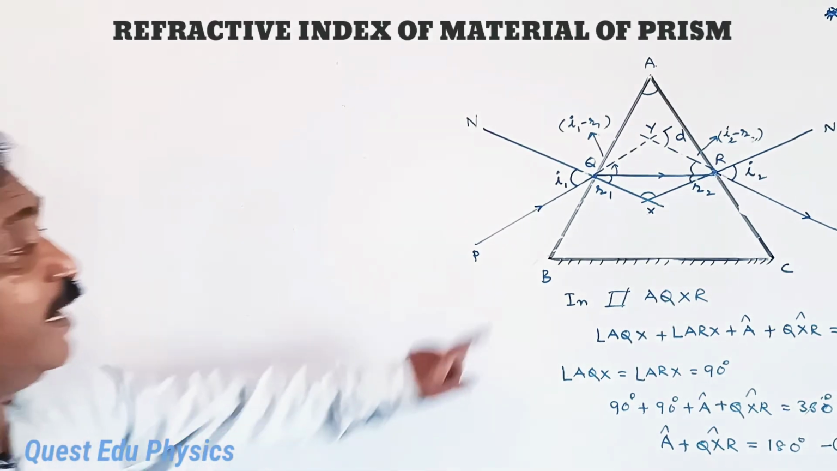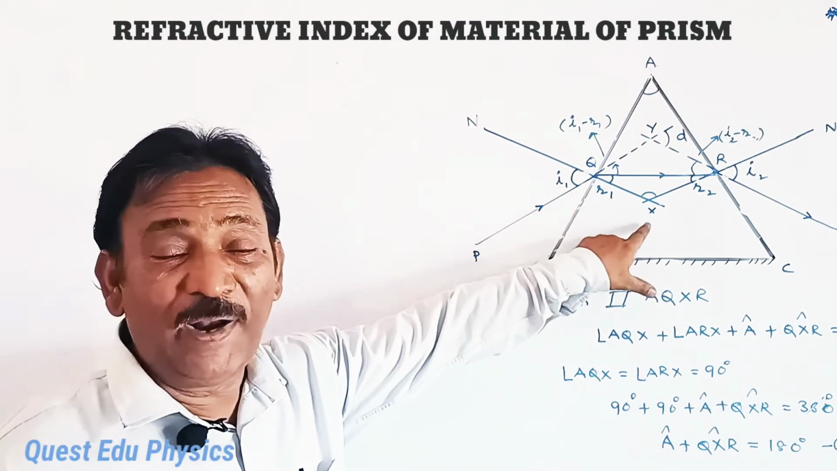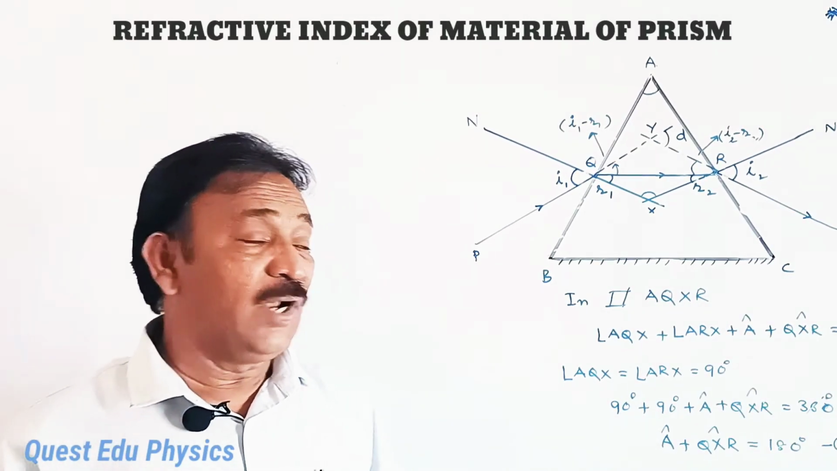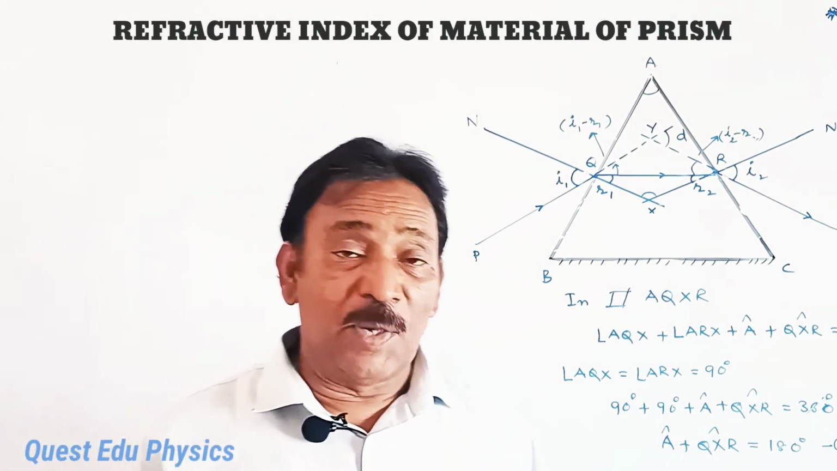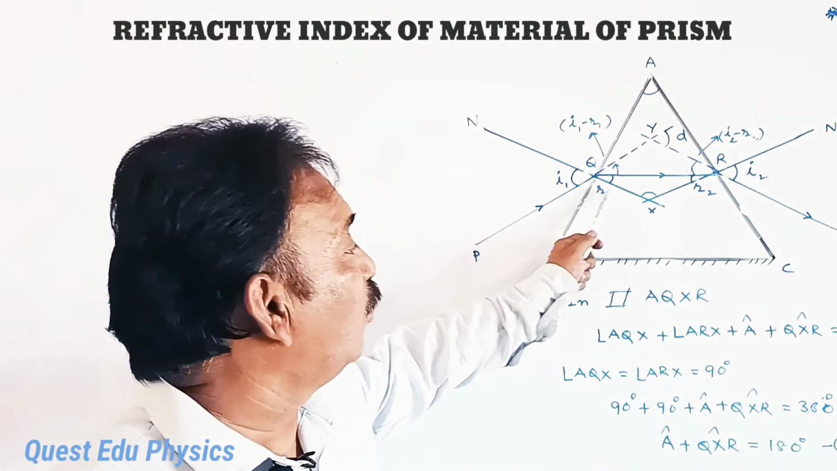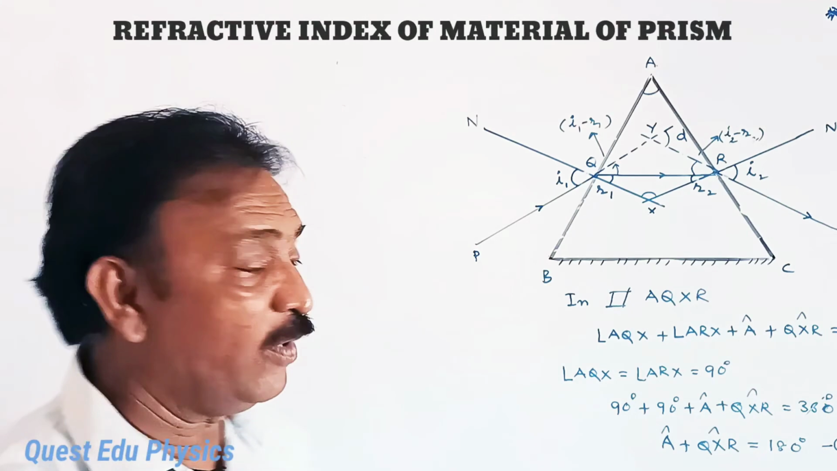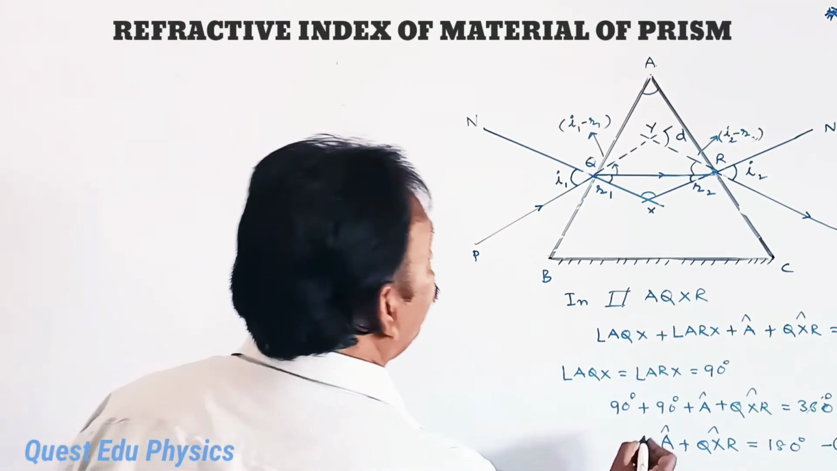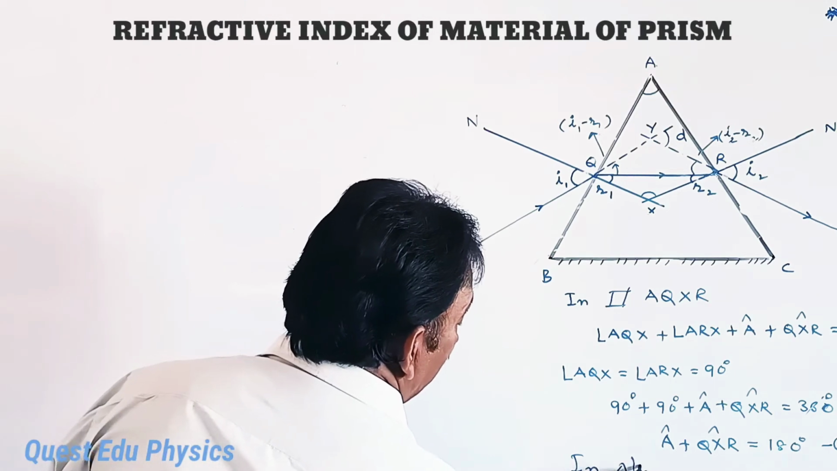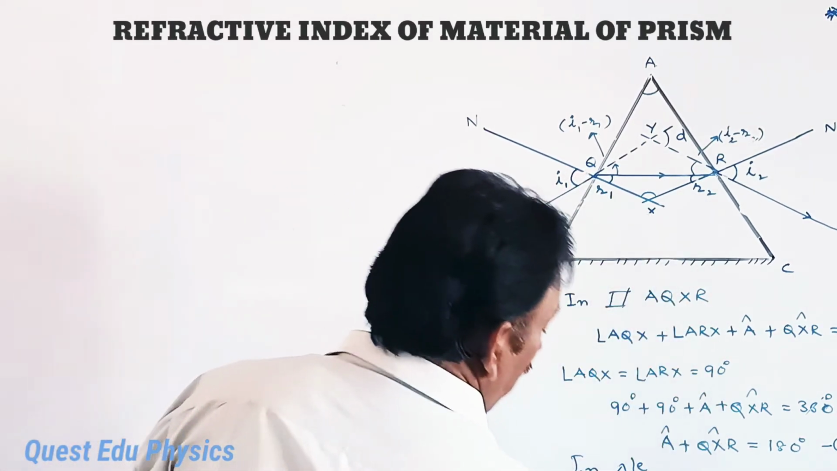And further, we are taking the triangle QXR. We have to find out the angle QXR, students. And we have learned that in a triangle, the sum of the angles is equal to 180 degrees. Here also, R1 plus R2 plus QXR is equal to 180. I am writing the same. In this triangle, it is QXR.